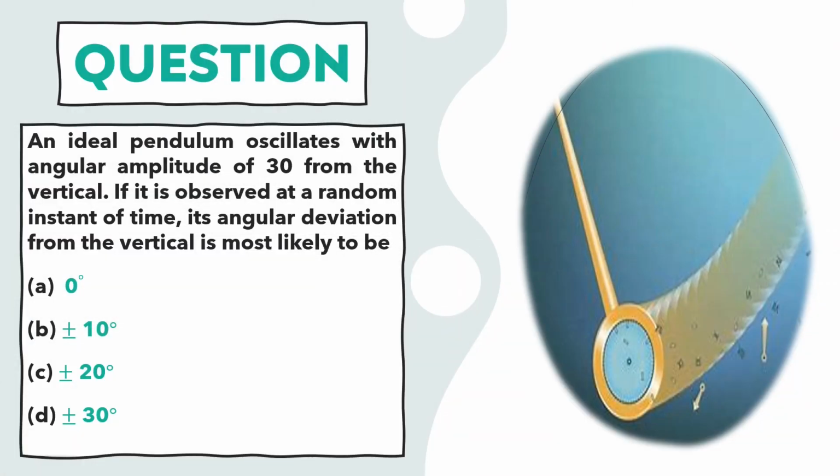Question. An ideal pendulum oscillates with angular amplitude of 30 degrees from the vertical. If it is observed at a random instant of time, its angular deviation from the vertical is most likely to be? Options: A. 0 degree, B. plus or minus 10 degree, C. plus or minus 20 degree, or D. plus or minus 30 degree.